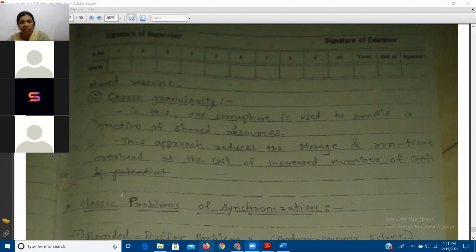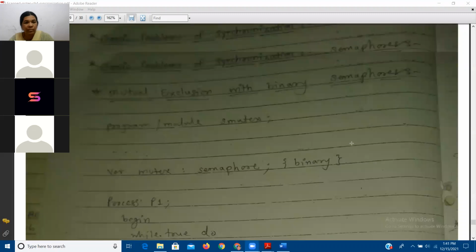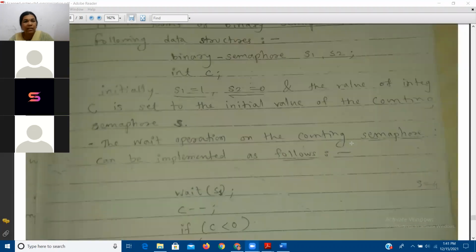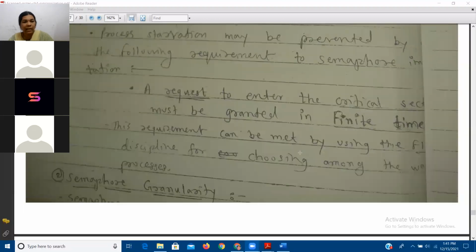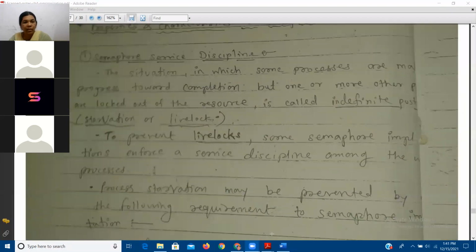The runtime overhead will be reduced in case of coarse granularity. But again, it depends upon the application. Some applications require coarse granularity and some require finest granularity. So this is about granularity. These are the two important characteristics of semaphore: one is the semaphore service discipline, and the second is semaphore granularity. Okay, so note it down.